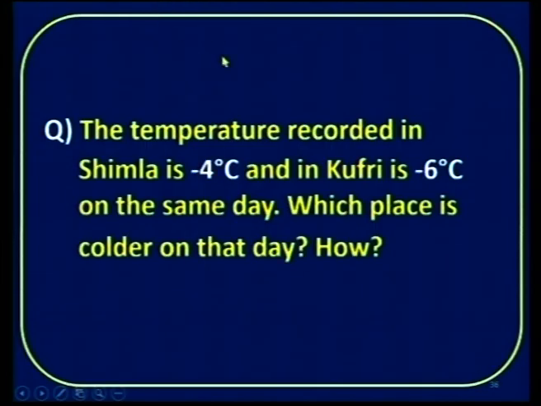First I will read the question, try to listen. The temperature recorded in Shimla is minus 4 degrees centigrade and in Kufri is minus 6 degrees centigrade on the same day. Which place is colder on that day and how?